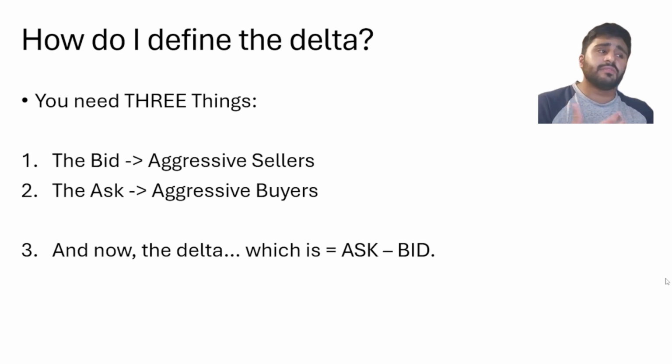So the first thing is we need to define delta. You need to know three things when you're trading ICT concepts. The first is the bid. This is the left-hand number. These are the aggressive sellers. The ask is the right number. These are aggressive buyers. And now the delta, which is just the difference between the ask and the bid.